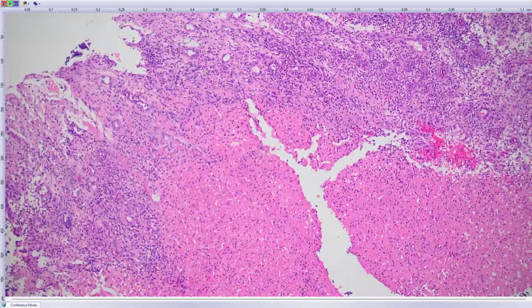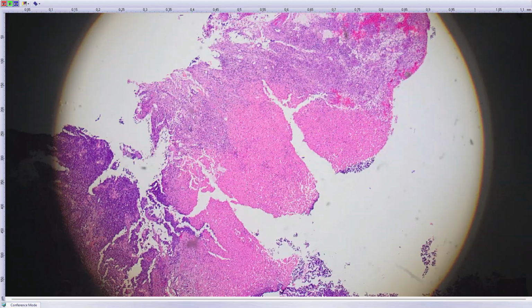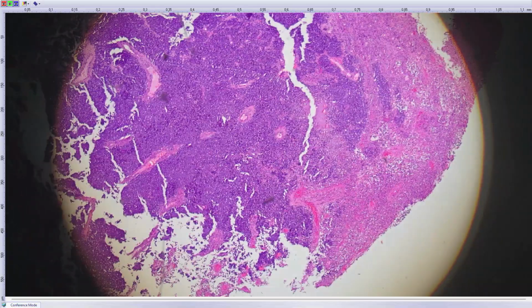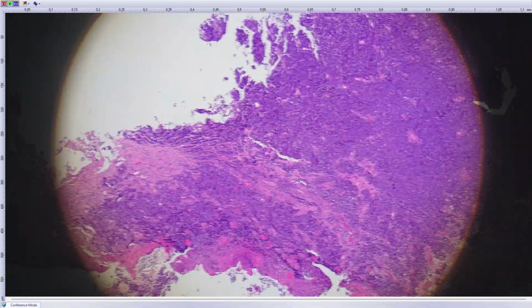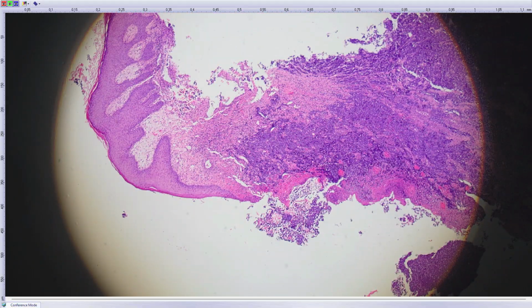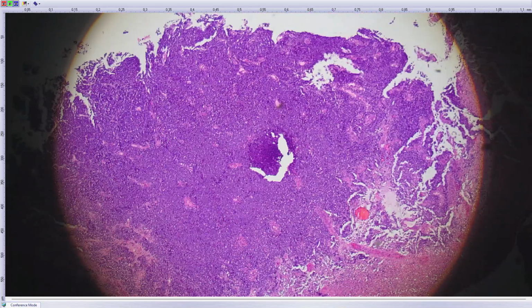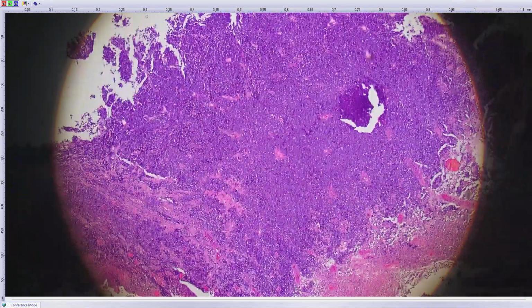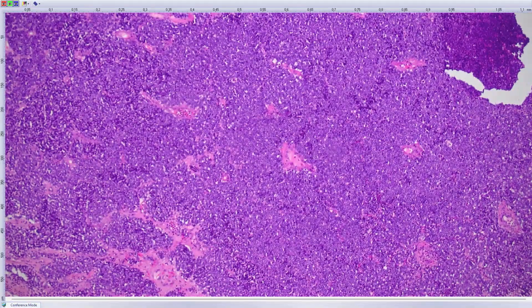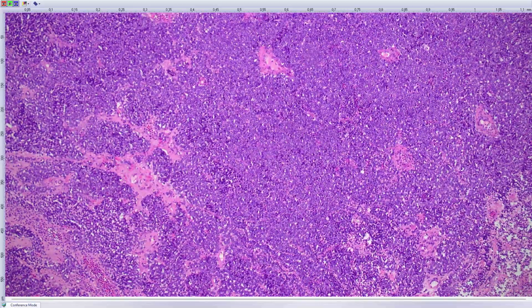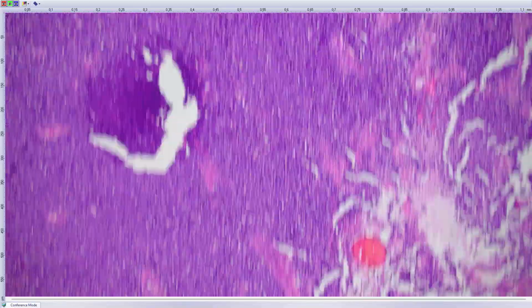There were areas of necrosis. So given this overall picture, this is obviously some high-grade malignancy. Since we are looking at a case from an old person, old lady, we can create a differential based on this morphology, where I think in the first place is Merkel cell carcinoma.